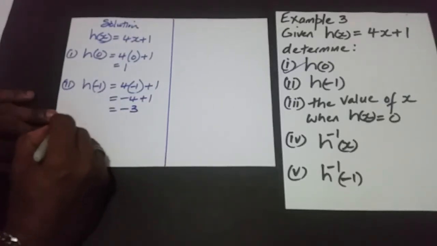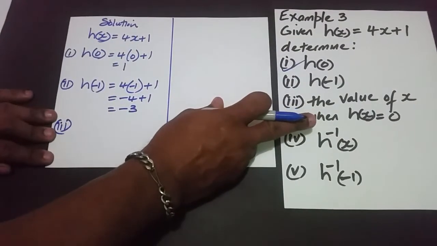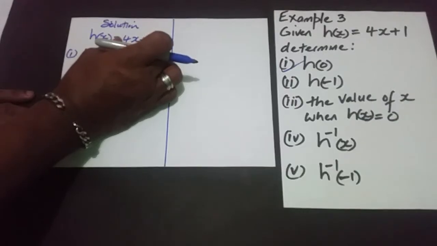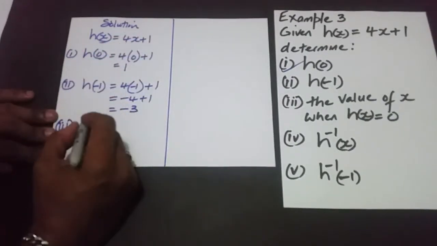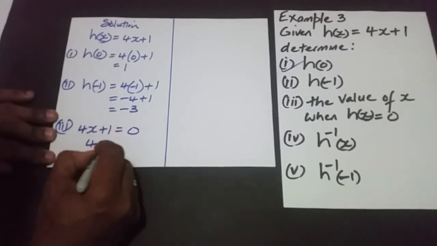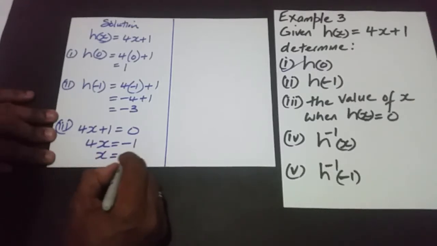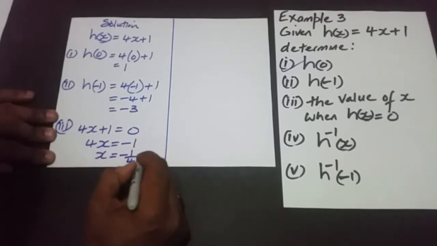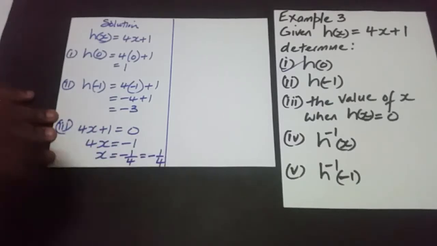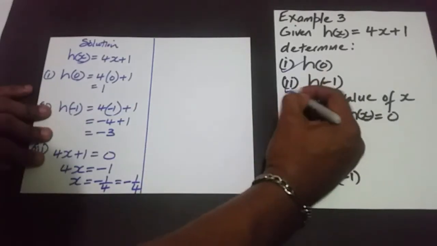For part 3, it says determine the value of x when the function itself, which is h of x, is equal to 0, which means we're going to allow this part here, 4x plus 1, to be equal to 0, and then simply solve for x. So positive 1 goes over, it becomes negative 1, and of course this is that, which essentially is a negative fraction. All right, so when the function itself is equal to 0, then x is going to be equal to negative 1 over 4. All right, so we're finished with these.